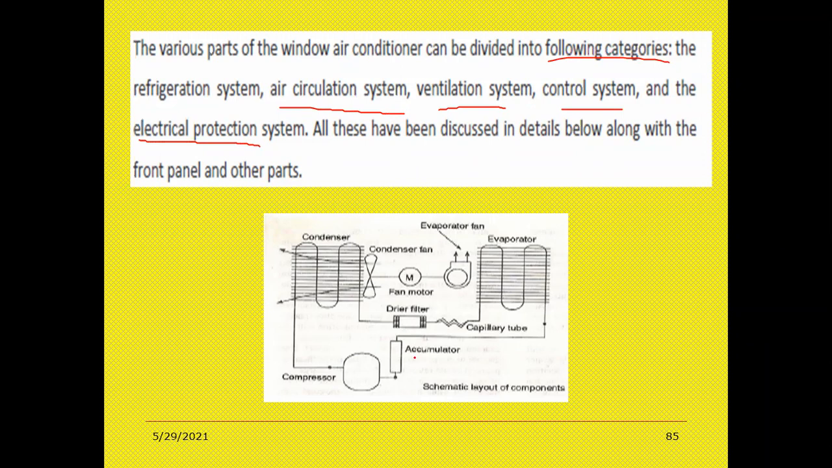If you see the schematic layout of the components, this is a compressor where the refrigerant is getting compressed, and it passes through the accumulator into the evaporator, where it is converted into vapor form. Here, through the condenser fan motor, through the fan and the dryer filter, the air is going inside the condenser. Whenever it goes into the condenser, it is getting condensed. Condensed means it is getting a cool effect. Thereby you are getting cool breeze or cool air from this place, right? So this is the schematic diagram of a window AC. Next point.